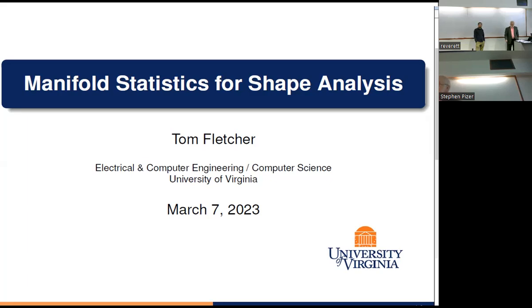Anyway, let me introduce Tom Fletcher. Tom is an associate professor at the departments of ECE and computer science at the University of Virginia. Long ago, well, not that long ago, he was on the faculty of the computer science department at the University of Utah. And long ago, he was a doctoral dissertation advisee here under me, with a dissertation in the area of shapes. And he today is going to give a lecture on manifold statistic shape analysis, and I am sure you will enjoy it. I certainly will. So let me pass the microphone to Tom.